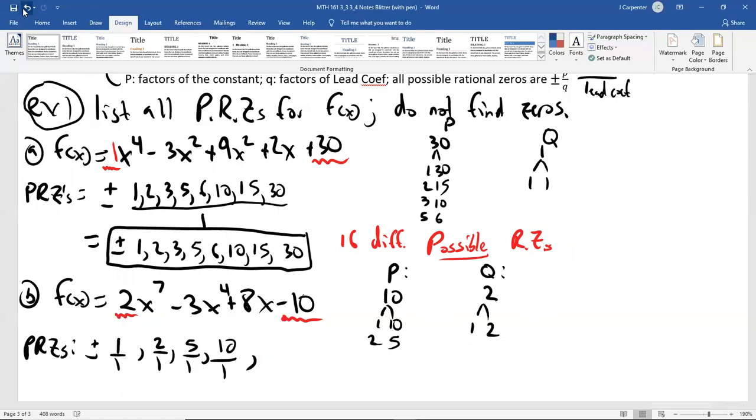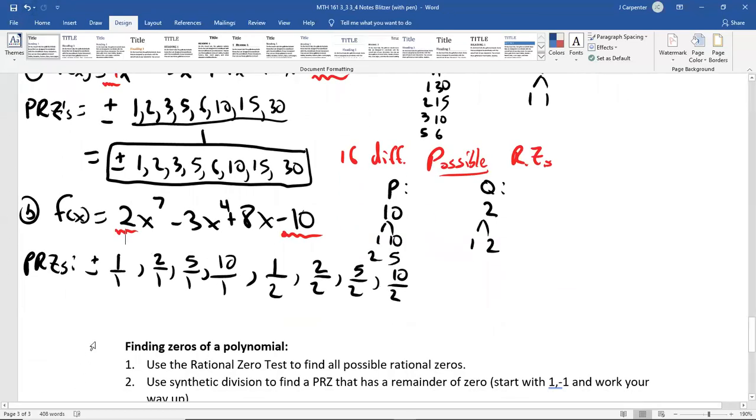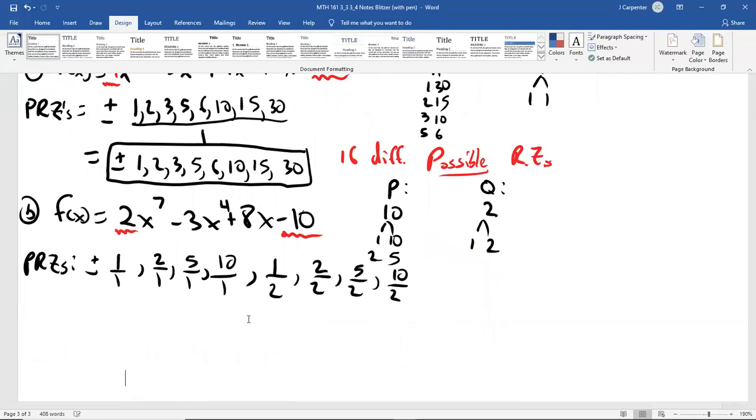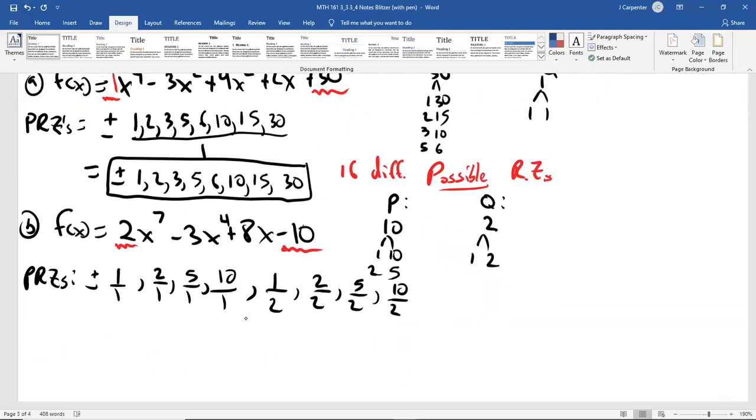Comma. Now let's do the same 4 numbers in the top, the 1, the 2, the 5, and the 10 again, but now we'll do it over the other number from the Q list, the other number from the leading coefficient, the other factor. So that's 1 over 2, 2 over 2, 5 over 2, and 10 over 2. Well, obviously we don't need to write over the ones. So it's plus or minus 1, 2, 5, 10.